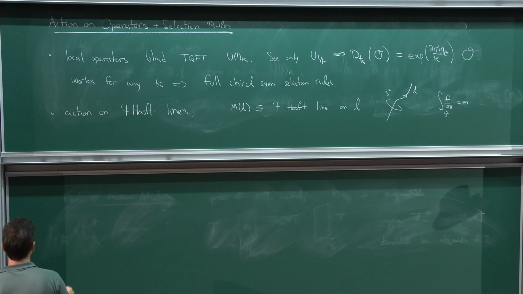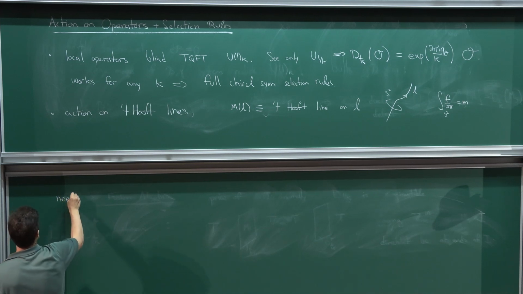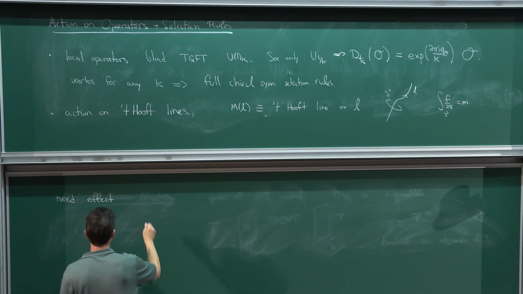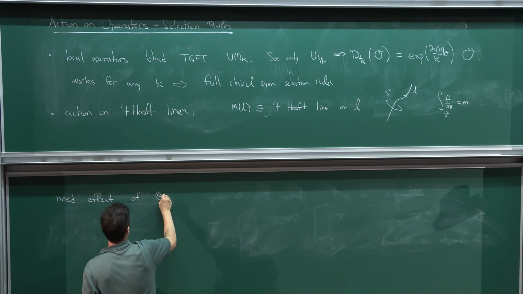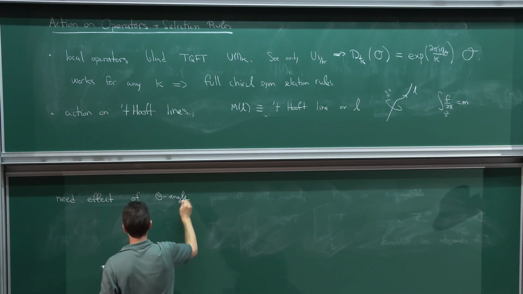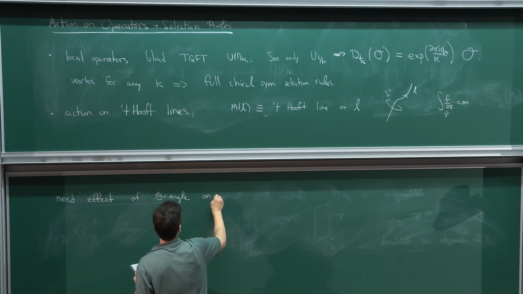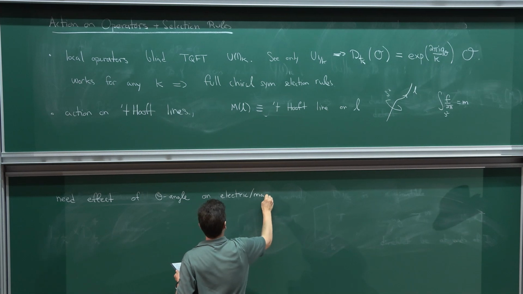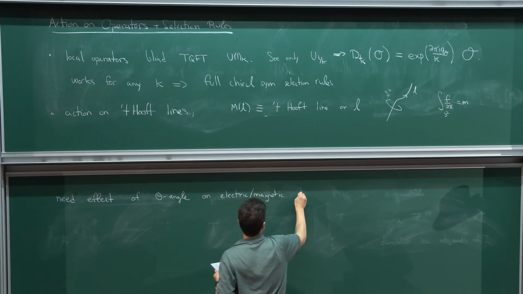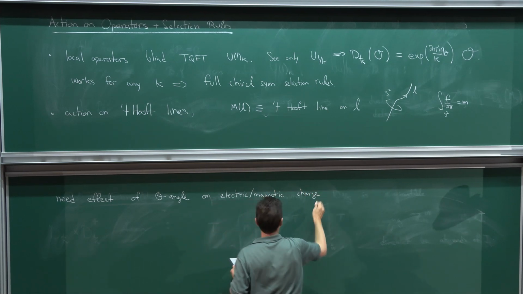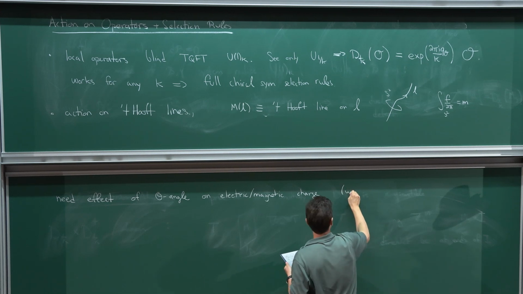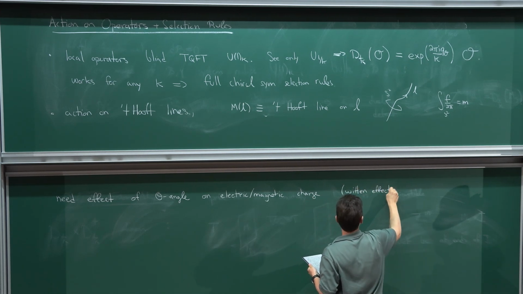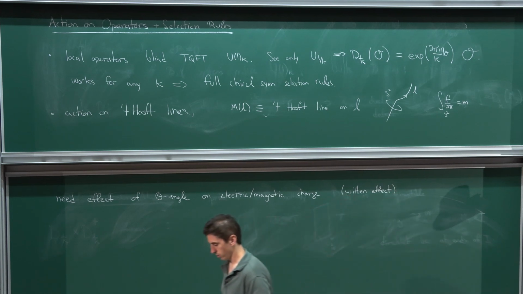And we need the effect of the theta angle. So I'll review that briefly now. We need to know the effect of a theta angle in gauge theory on electric and magnetic charges. This is the so-called Witten effect. I'll assume that you haven't seen it, and I'll quickly just sketch something out for you.